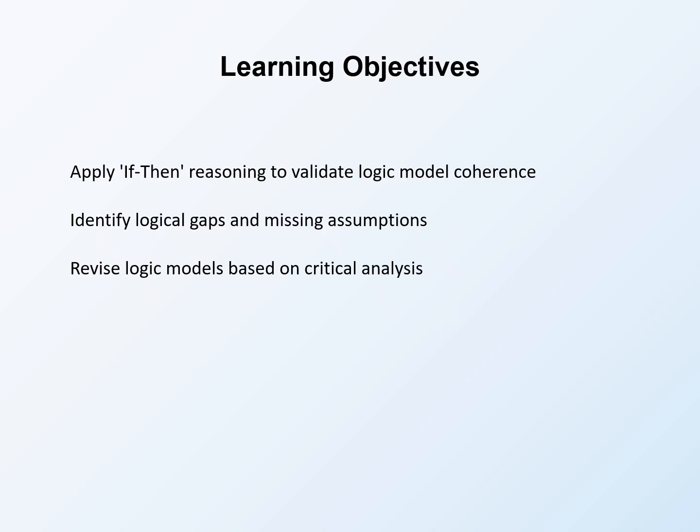By the end of this lesson, you'll accomplish 3 objectives. First, apply if-then reasoning to validate logic model coherence. This means reading your model as a series of conditional statements and checking whether each conditional is plausible. Second, identify logical gaps and missing assumptions. Where does the reasoning break down? What's assumed but not stated? And third, revise logic models based on critical analysis. Finding problems is only useful if you fix them. We'll talk about how to strengthen weak logic.